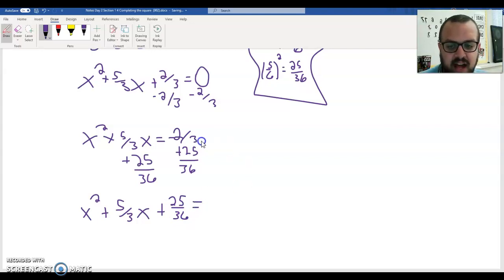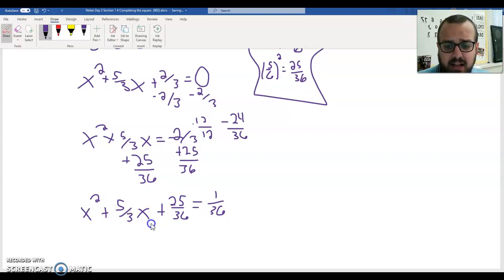And then over on this side, we need to find a common denominator to add these together. The common denominator is going to be 36. I multiply the top one by 12 over 12. That's going to give me negative 24/36. So plus 25/36, I'm going to get 1/36 over here.